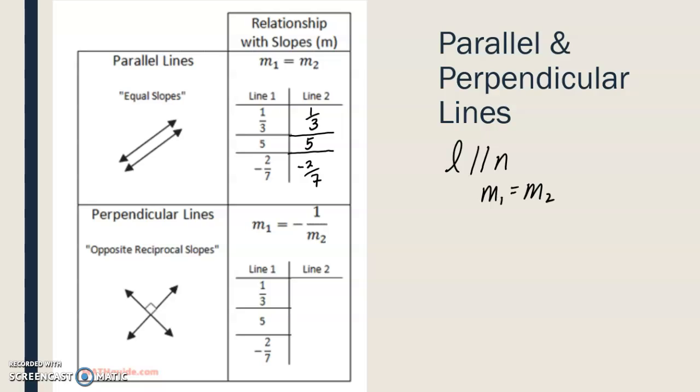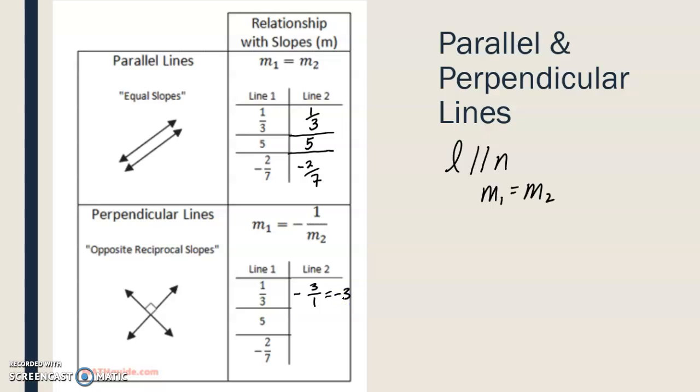Perpendicular lines: the relationship between the slopes of perpendicular lines is that the slopes are opposite and reciprocal. What does that mean? If line 1 has a slope of +1/3, and line 1 and line 2 are perpendicular, the slope is opposite, so a positive slope becomes a negative slope, and reciprocal just means that I have to flip the numerator and denominator of the fraction. So if one line has a slope of 1/3, a line perpendicular to that would have a slope of -3.